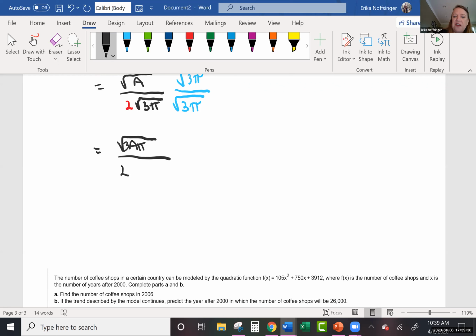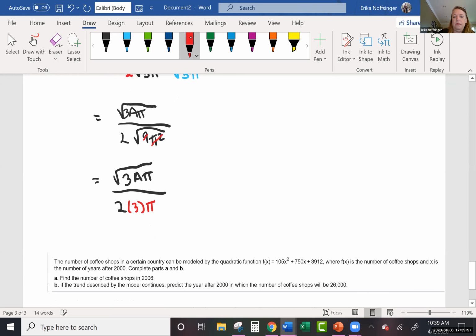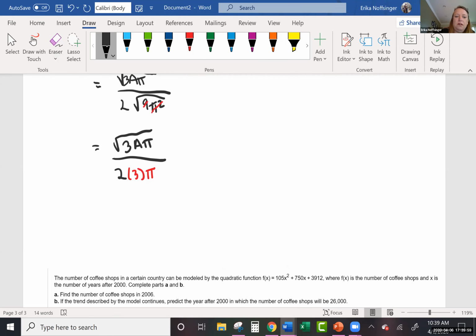So that's the square root of 9 pi squared. So we got the square root of 3a pi all over 2, but the square root of 9 we know is 3. So times 3, and square root of pi squared is pi. So this is equal to the square root of 3a pi all over 6 pi.